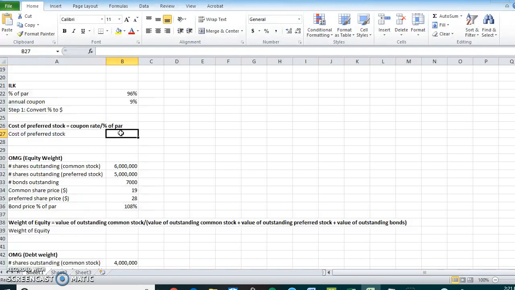So we're just going to say that 9 divided by, and we can have Excel do this for us, equals 9 divided by 96. And that gives us 0.09375, and we are to round our answer to put it in a percentage and round it to 2 decimal places. So again, click on the cell, percent, 2 decimal places. And I got 9.38.